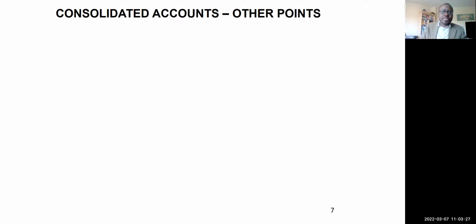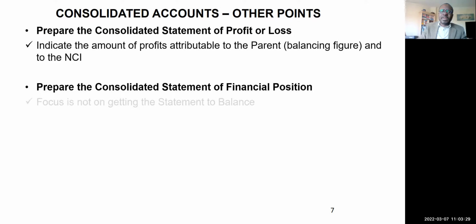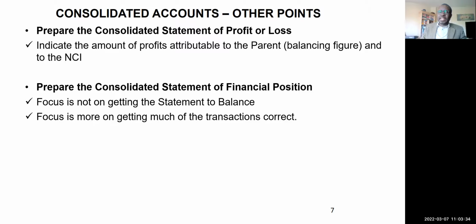All right, good. Then you prepare the financial statement of profit and loss, okay? All that I want you to look at is that after you've done all your calculations, please clearly indicate the amount of profits attributable to who? The parent. And the amount of profit attributable to the non-controlling interest.